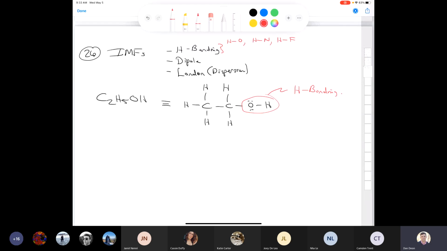Next, we can include dispersion forces, because dispersion forces are present in all molecules. Because there's electrons in the molecule, the electrons can move around. And so let's say at an instant or a moment in time, all of the electrons are in one part of the molecule.